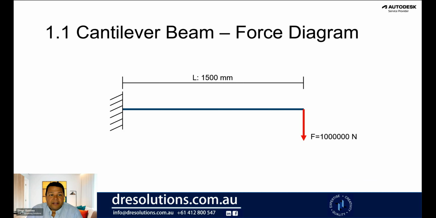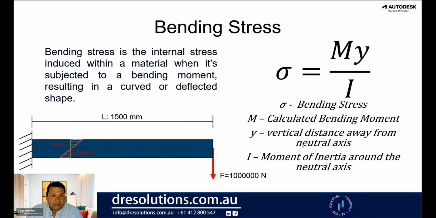So in here we have a cantilever beam force diagram that shows this cantilever beam that is fixed in one end and with a load applied in the other end. Here we show the formula to calculate the bending stress, where sigma is equal to bending stress, M is the calculated bending moment, y is the vertical distance away from the neutral axis, and I is the moment of inertia around the neutral axis. And here we show a diagram that shows the distribution of stress for a cantilever beam.